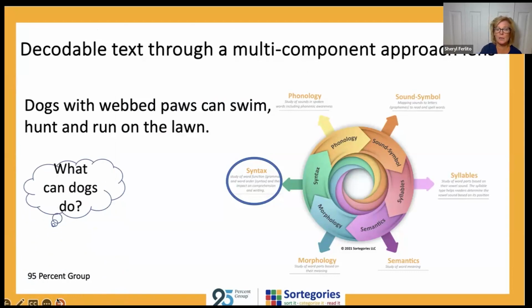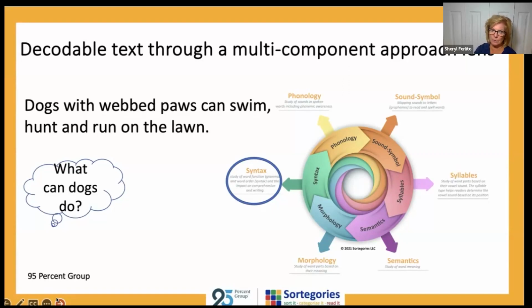So if you think about decodable text again, I'm going to take you into my older students, my 9th graders. I taught ninth grade students how to read. They were pretty much non-readers when they entered, did not know their short vowels. They would read this sentence, and I would have them read it in phrases if they could. Dogs with web claws can swim, hunt, and run on the lawn. So what can dogs do? Well, first of all, my students would have to answer who or what did it. So we would need to know that we're talking about the dogs.